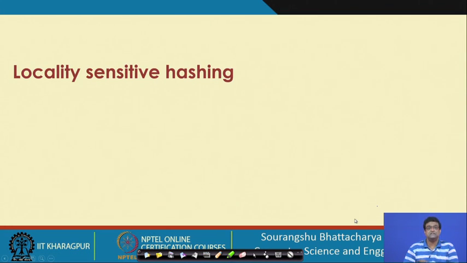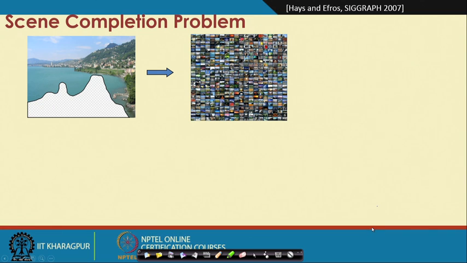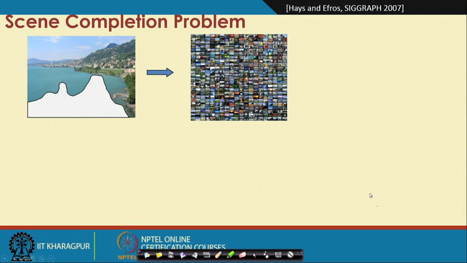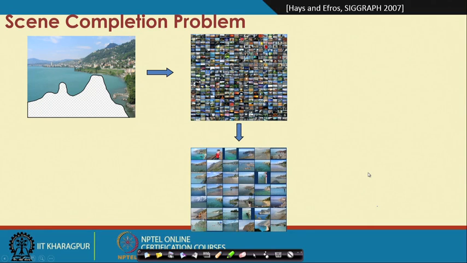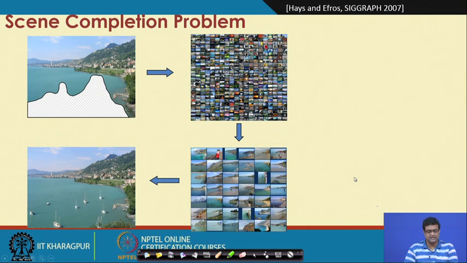Another important application that we will be discussing is locality sensitive hashing. So, consider this scene completion problem. Consider that you have the following scene and you want to remove this house. The way to do it is that you have a large database of images and you want to hit that large database and find some related scenes, and then reconstruct a scene something like this. So, this is your problem.